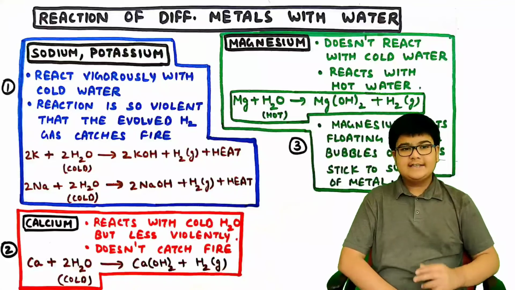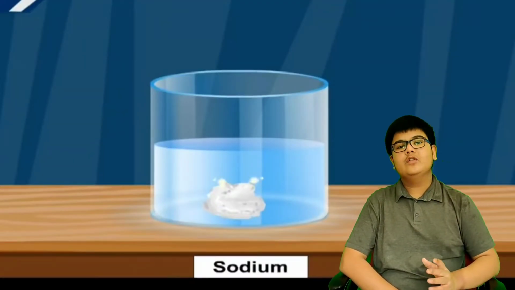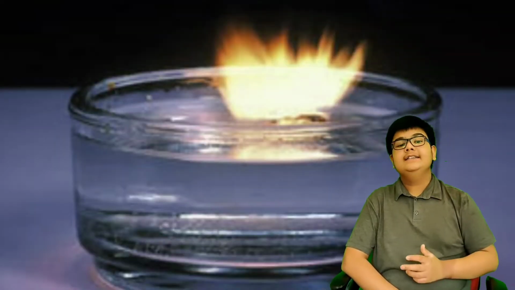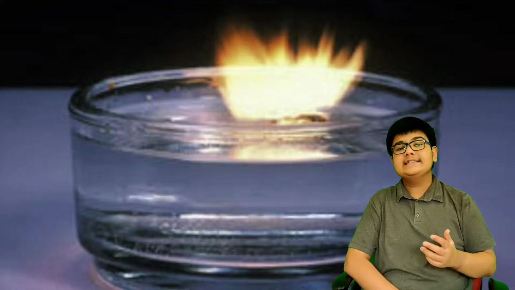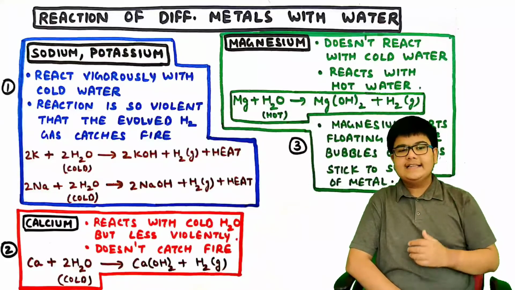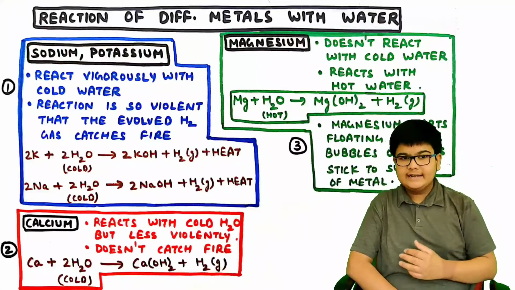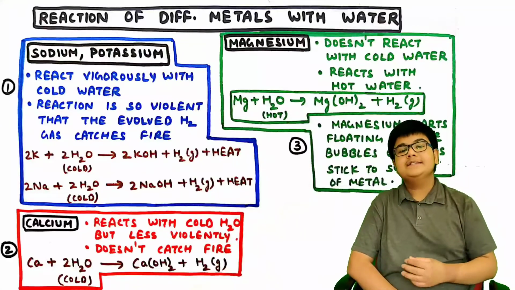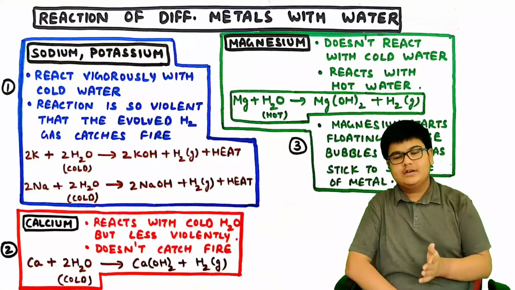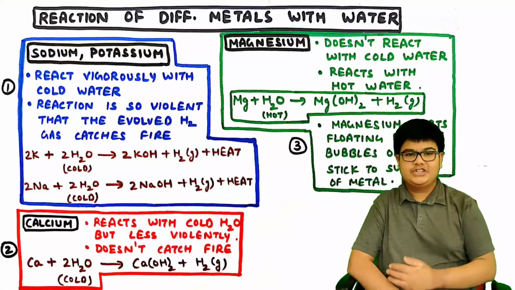Metals such as sodium and potassium react very vigorously with water, with cold water only. This reaction is so violent that the evolved hydrogen gas catches fire. So this reaction can be stated as potassium plus water results in potassium hydroxide plus hydrogen gas plus heat energy. And similarly, sodium plus water gives sodium hydroxide plus hydrogen gas plus heat energy.